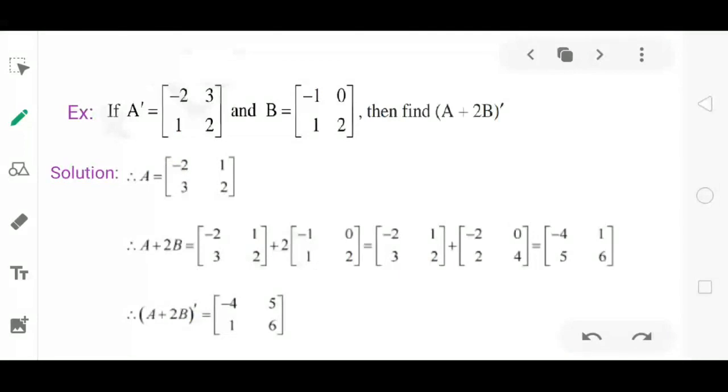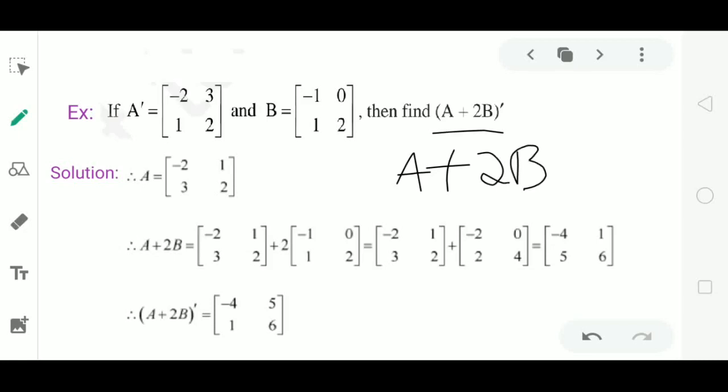Observe another example. If A dash is the matrix containing elements minus 2, 3, 1, 2. Read the question carefully. Here we have the matrix A dash, that is transpose of A, not the matrix A itself. And matrix B is given. Now we have to find A plus 2B whole dash. That is the transpose of the matrix A plus 2B.